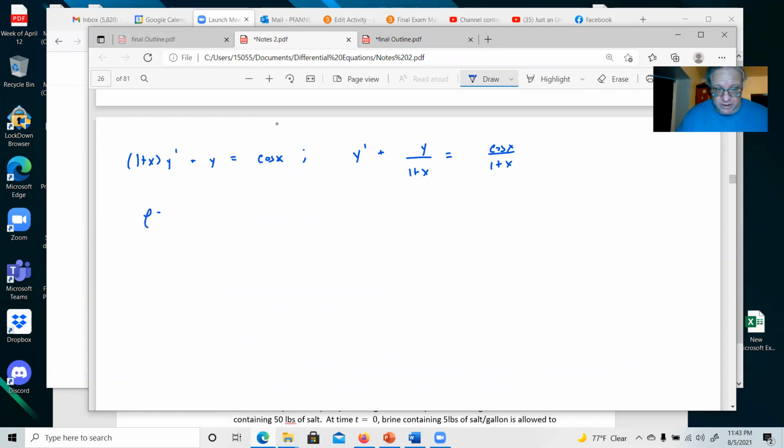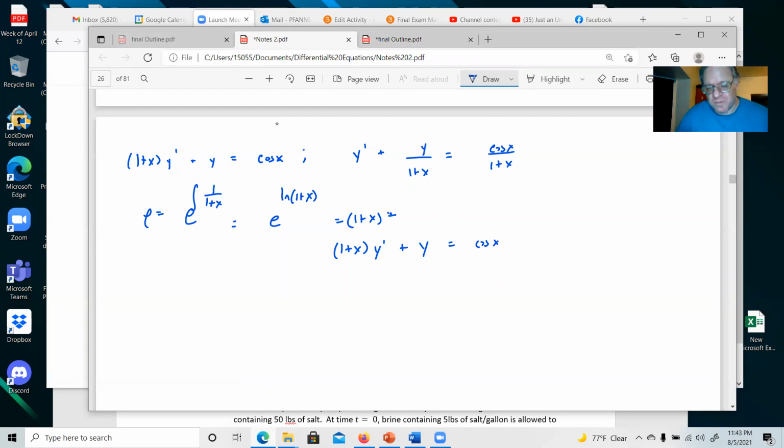Okay, so my integration factor rho is equal to e to the integral of 1 over 1 plus x, which is e to the ln of 1 plus x, which is just 1 plus x. Okay, so I knew this was going to happen, but we're just going to multiply this thing by both sides here. Plus y is equal to cosine x, and it's it. You see, we got back exactly where we started from.